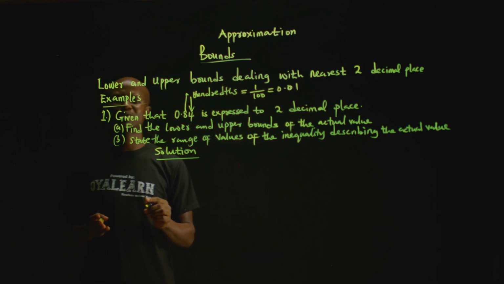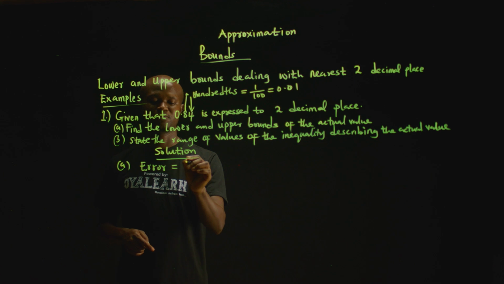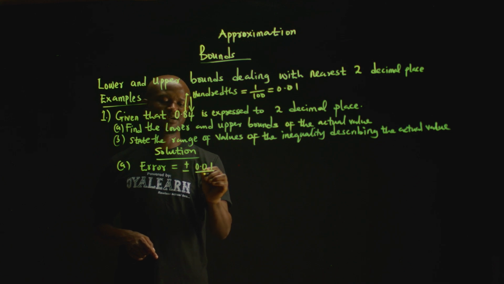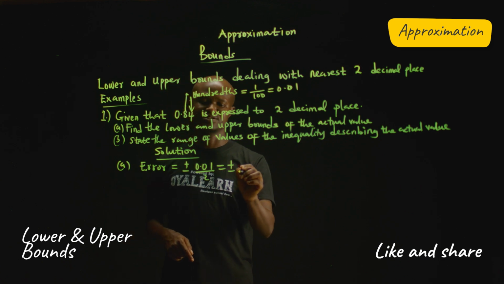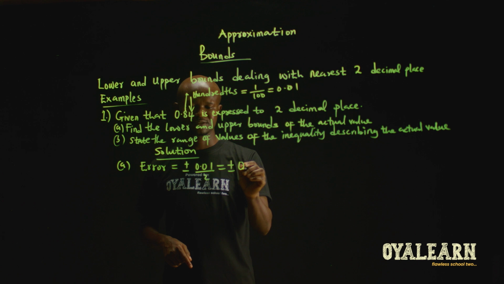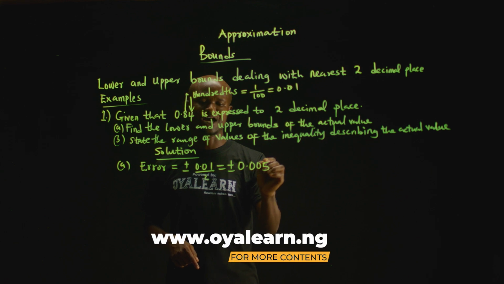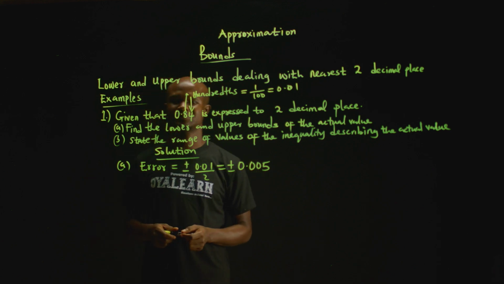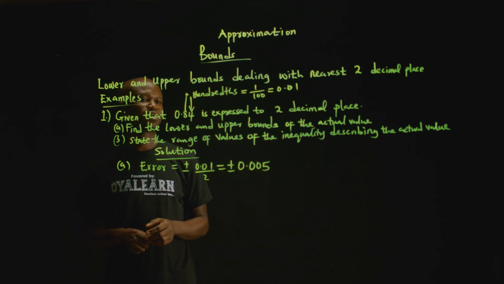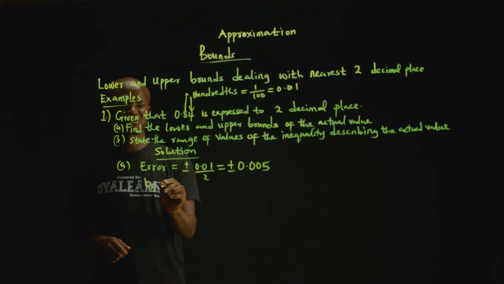Now, we can calculate our error. The error is going to be equal to plus or minus 0.01 divided by 2. And this will give us plus or minus 0.005. That's what we are going to have. So in this case, since we have the error like this, the next thing for us to do is to get our lower bound. So the lower bound is going to be equal to what?